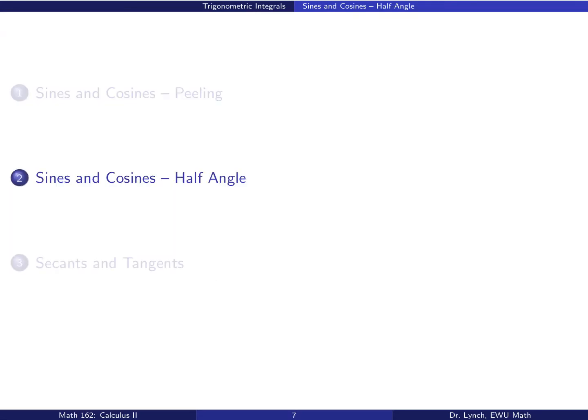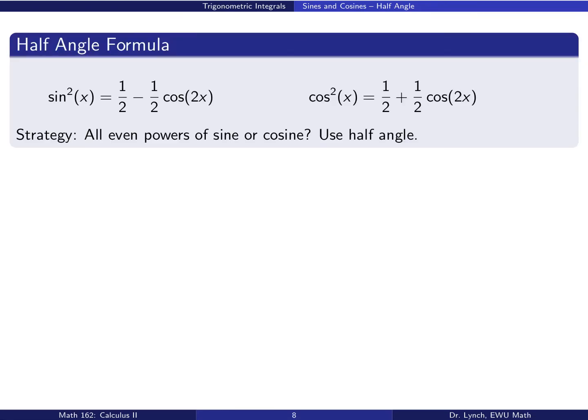Okay, let's go ahead and talk about the half-angle formula. The half-angle formula is a strategy to use when we have all even powers of sine or cosine. So if there's any odd power of sine or cosine, peel. If there are all even powers of sine or cosine, we have to use the half-angle formula. These are the two half-angle formulas.